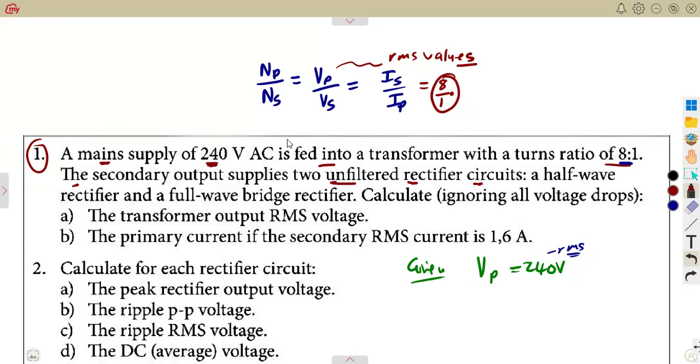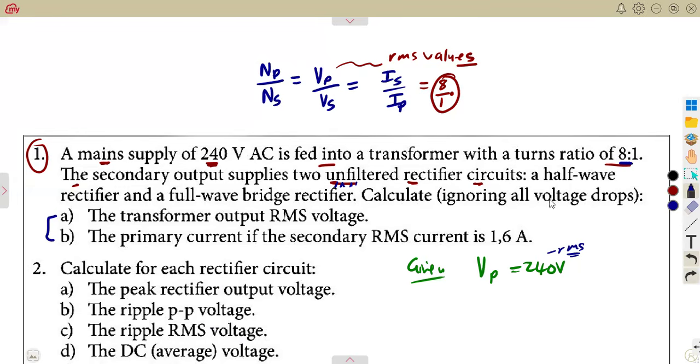Then we're given that the secondary output supplies two unfiltered rectifier circuits. So take note, the output is going to supply these, and they are unfiltered. We're going to talk about the filter circuits in our next classes. So this is unfiltered. We're going to talk about this part of the supply to the rectifier circuits, which is going to affect a half wave and a full wave. All right, so let's answer this first part, which has nothing to do with what is happening on the rectifier.